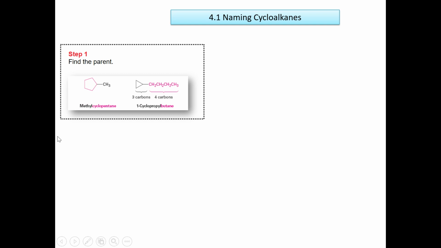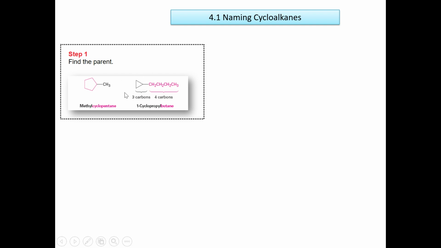Okay, how do we name it? Well, as usual, we have to find the parent, the most important carbon chain. In this case, it's easy because we have a 5-member ring and 1 methyl here. That means this will be cyclopentane substituted with a methyl, methylcyclopentane. Because it's cyclic, I don't need to put the number because any place where I put the methyl will be the position 1.